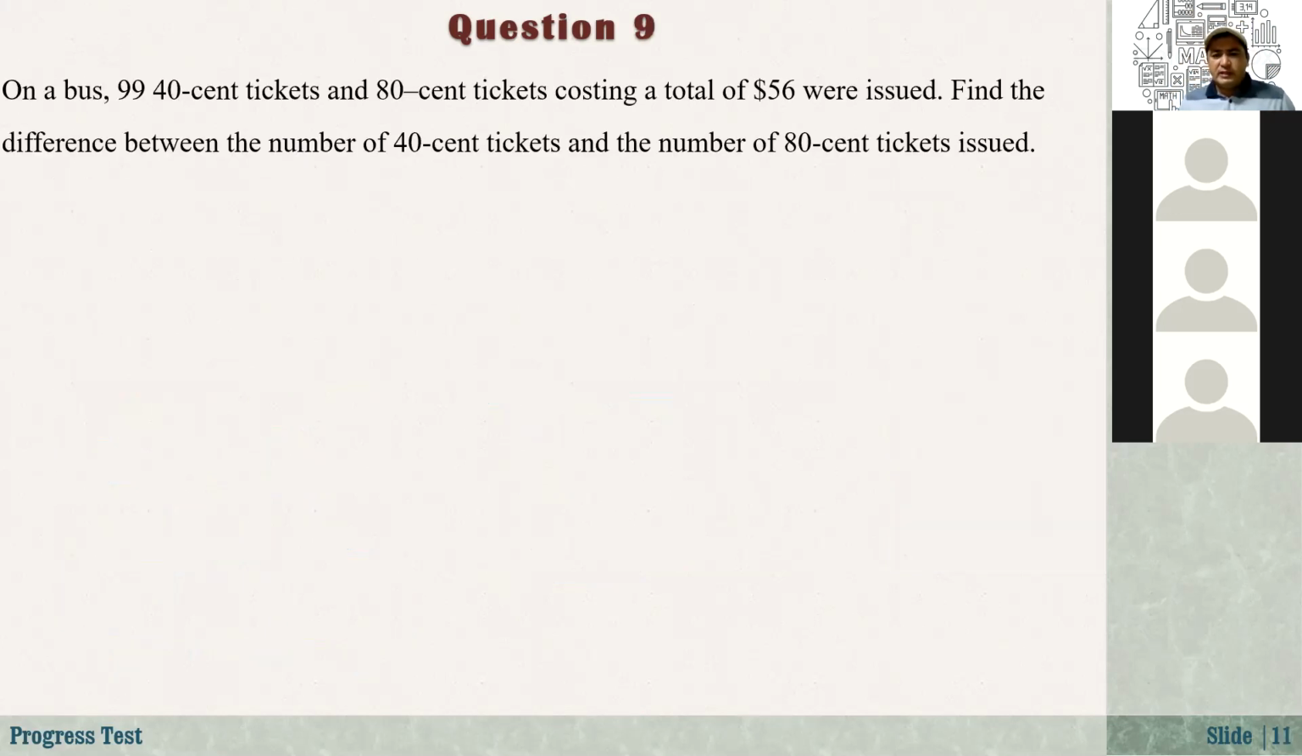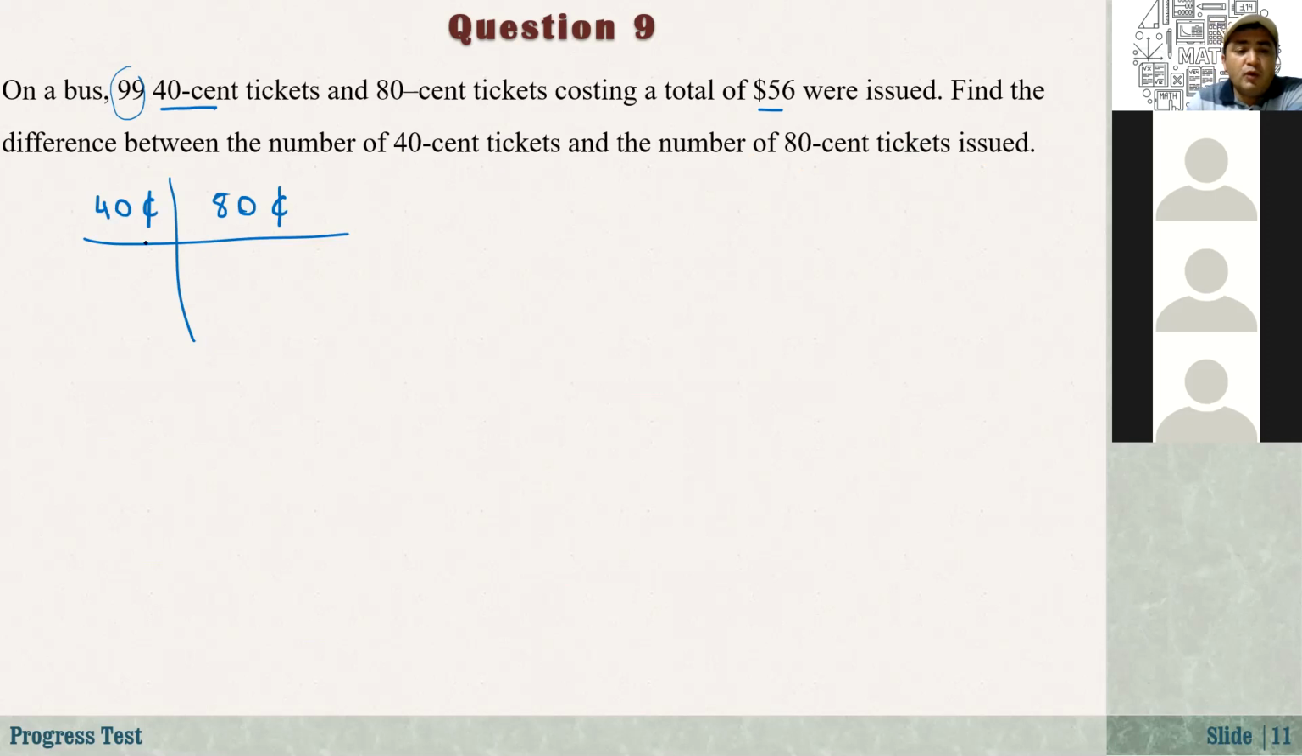I think this is quite an easy question, right? On a bus, 99 40-cent tickets and 80-cent tickets costing a total of $56 were issued. That means this 99 is all together, so we are talking about 2 different tickets: 40-cent tickets and 80-cent tickets. What is the question? Find the difference between the number of 40-cent tickets and the number of 80-cent tickets issued.